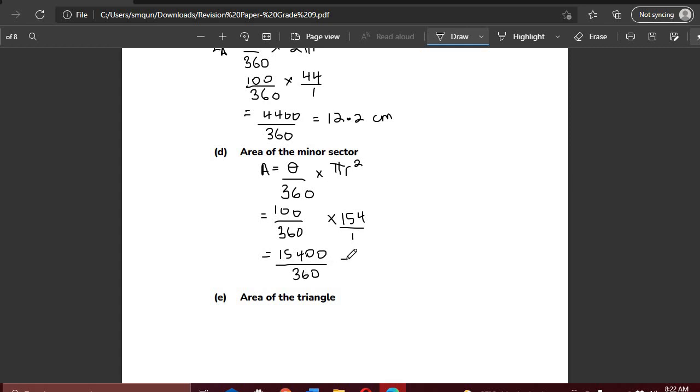Okay, so our final answer is going to be, I got 42.77 and a whole string of sevens, but I'm going to round that to one decimal place, and that is going to be 42.8. Now keep in mind that we're finding area, so that means we're going to square our units. So it's not just going to be centimeters, it's going to be centimeters squared, because we're asked to find area.